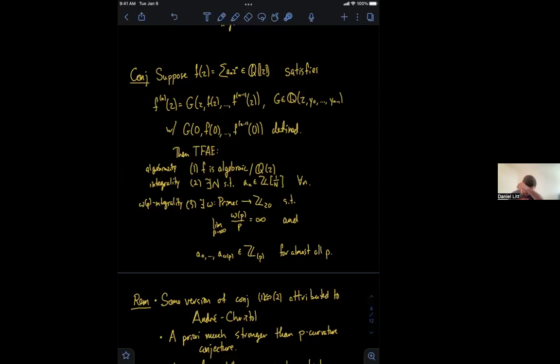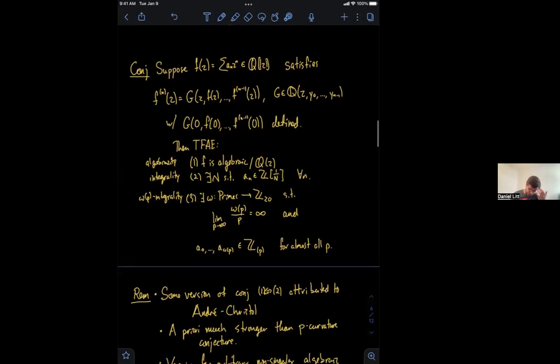Some version of the conjecture that 1 is the same as 2 is attributed to André and Christol; I've seen it in a couple of places. It's not exactly clear whether either of them actually made this conjecture, but they were clearly thinking along similar lines. A priori, this is much stronger than the p-curvature conjecture. So maybe let me say why that is.